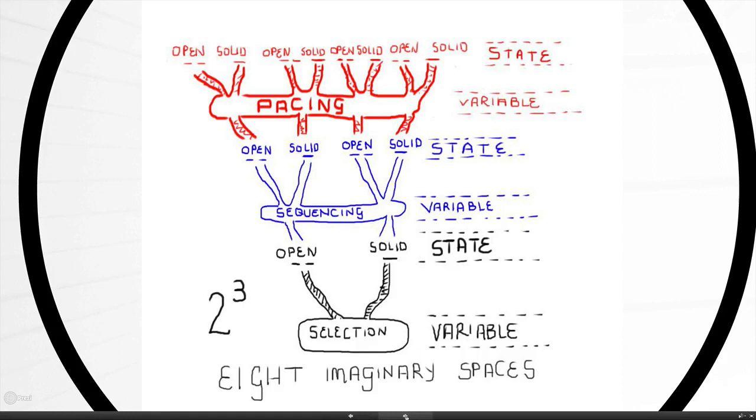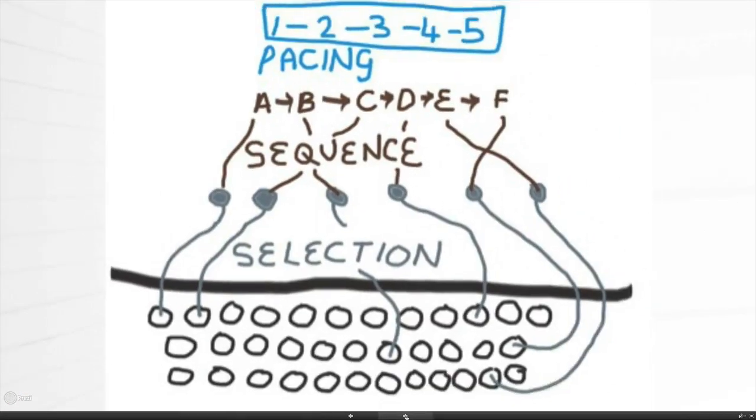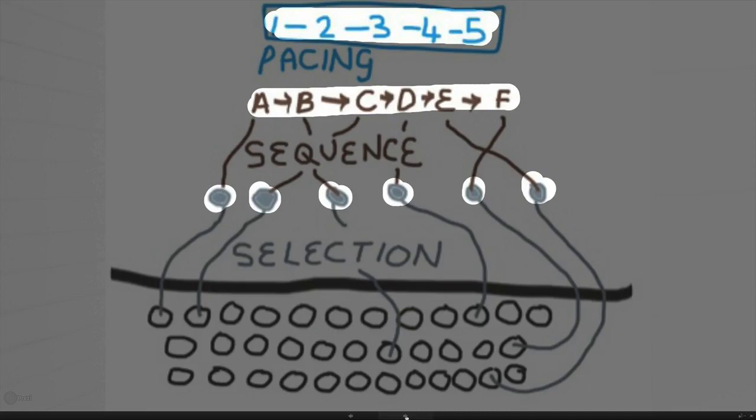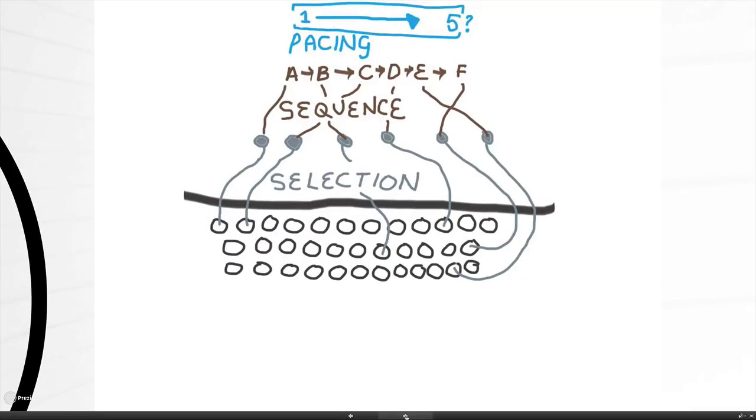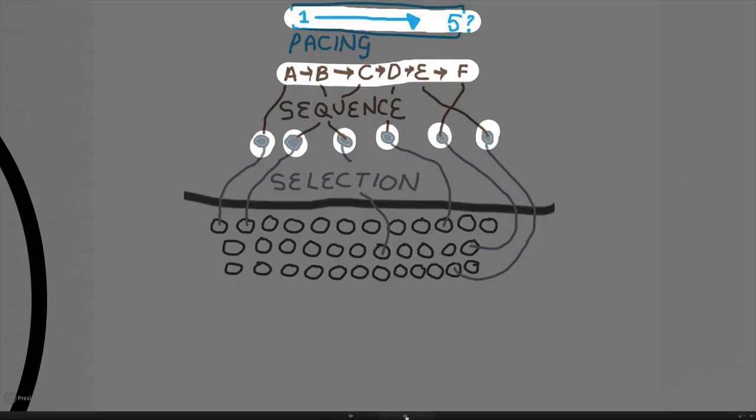Notice again that you now have eight imaginary spaces, or eight possibility spaces, and you read it from the bottom upwards, starting with selection, choosing whether it is open or solid, and then depending on that choice, moving on to sequencing, working out whether it is open or solid, and depending on that choice, moving on to pacing, which can be open or solid. That produces eight different possibilities, and here is only one of them: selection solid, sequencing solid, and pacing solid. Here's a second possibility: selection solid, sequencing solid, but pacing in this case is open.